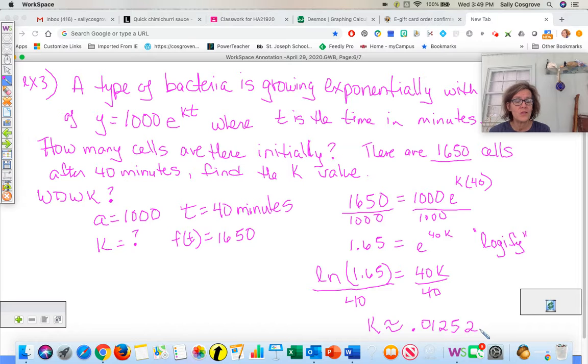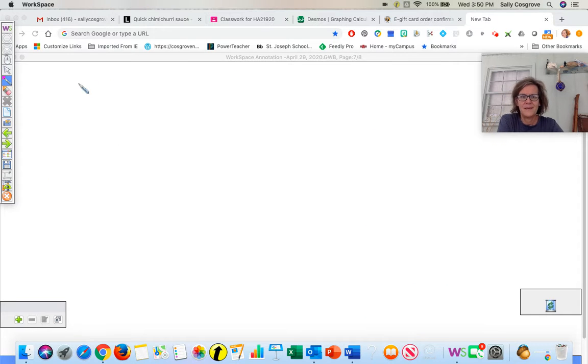And then once you know that for that particular type of bacteria, you can predict future growth, all right? So you can press pause here and finish writing this down if you need to. I'm going to go ahead and go on to a second part, comparing this bacteria to a second type of bacteria. All right, so if you need to press pause, go ahead. Otherwise, okay.